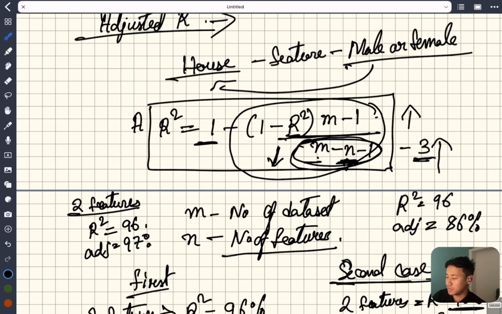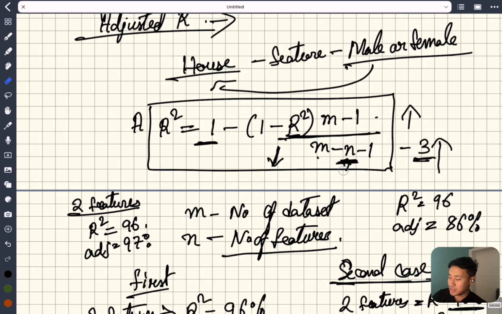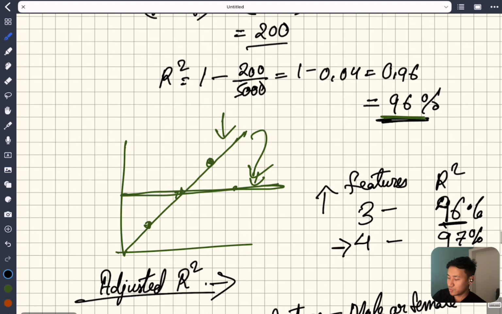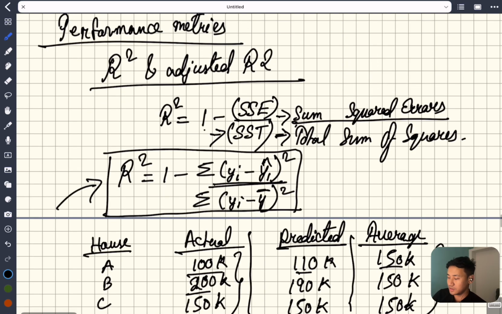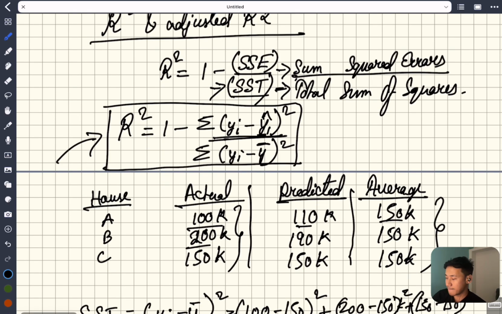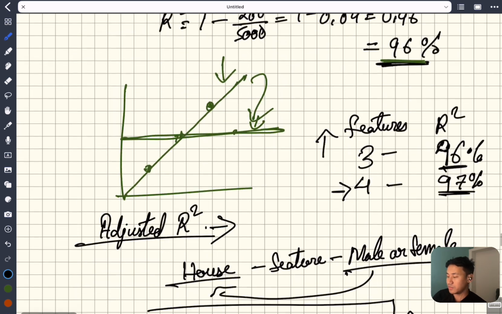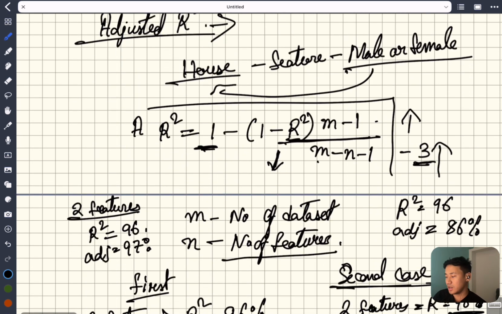So here you need to remember these two formulas. Two formulas are very important. One is r square. The r square formula is 1 minus SSE over SST. This is nothing but actual minus y cap, and here actual minus y dash, the mean. This is the mean and this is the prediction. All right, how do you find adjusted r square? The formula is 1 minus (1 minus r square)(m minus 1) over (m minus n minus 1). All right, I hope you have understood r square and adjusted r square.